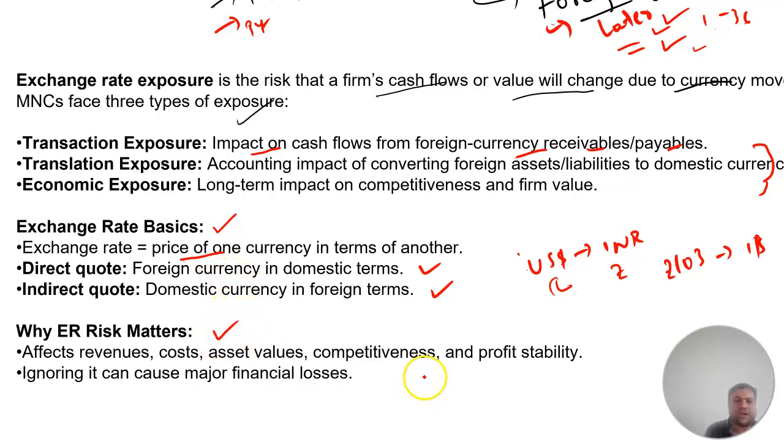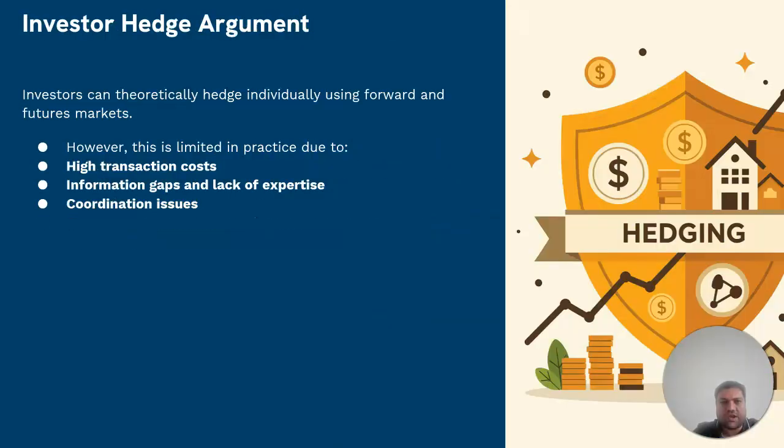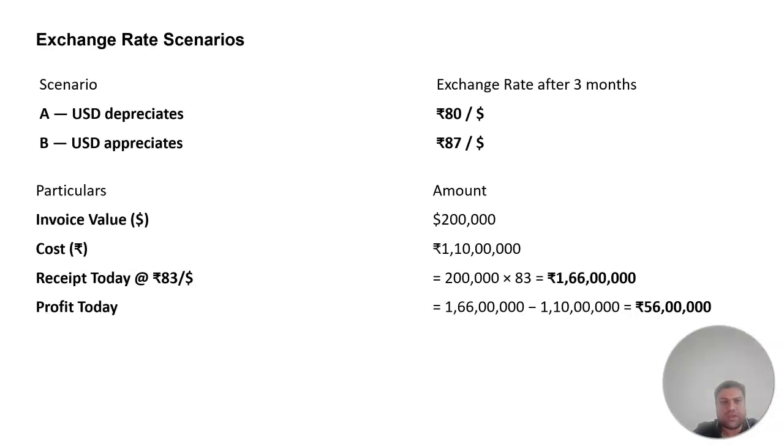So why does exchange rate matter? Because we looked at an example. In this example, it's very clear. Let's say considering the spot rate, the spot rate is 83. Considering that, if you make the transaction today, then you are going to make a profit of 56 lakh.